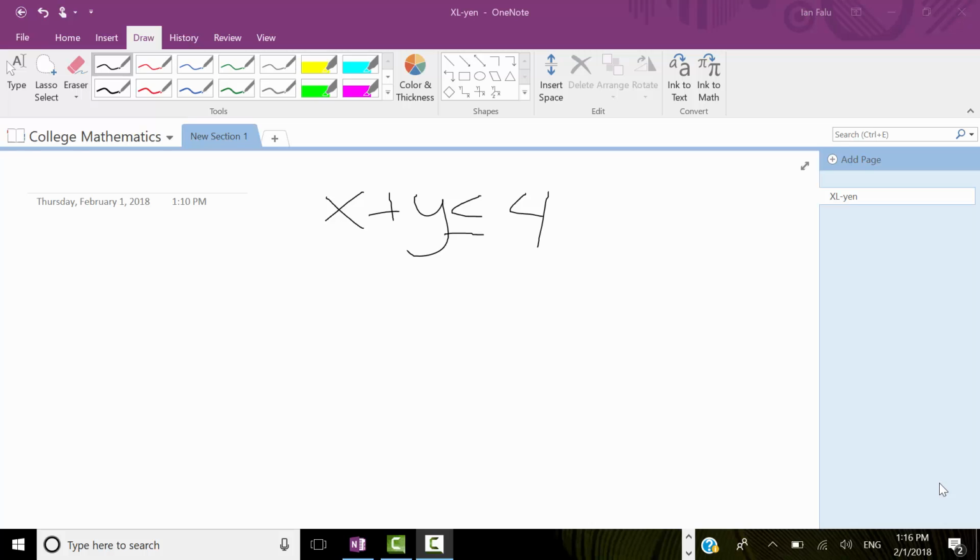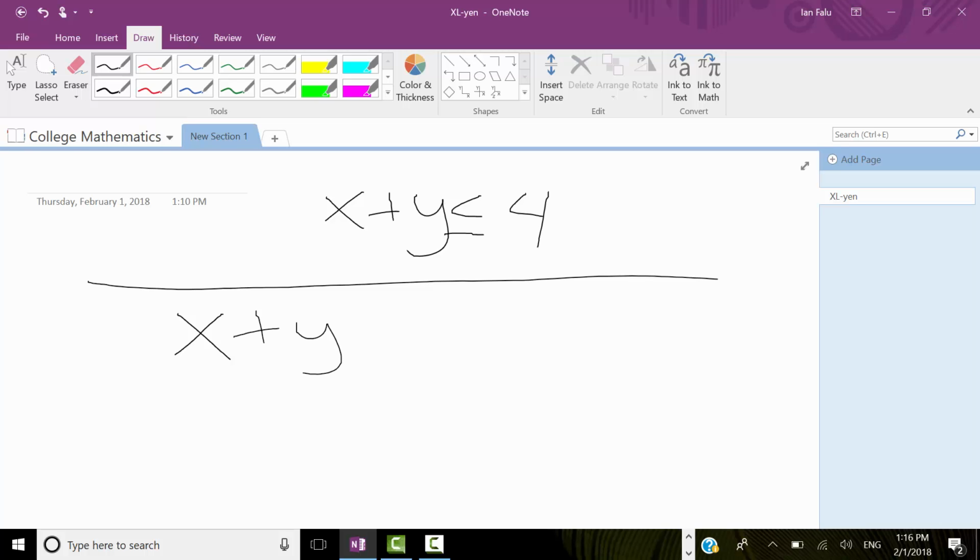Before proceeding how to graph this inequality, I think it will be helpful to understand what the equation of a line actually means. For example, when I have something like x plus y equal to 4. So what this equation is asking me is for the combination of two numbers that when you add them, that's equal to 4. So for example, if x is equal to 1 and y is equal to 3, adding 1 plus 3 is equal to 4. Okay.